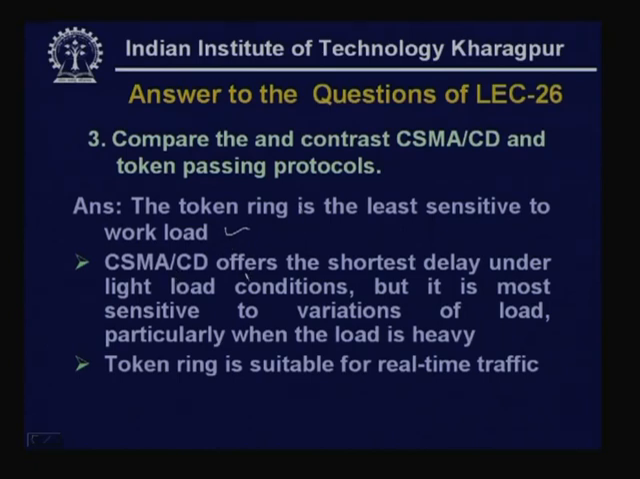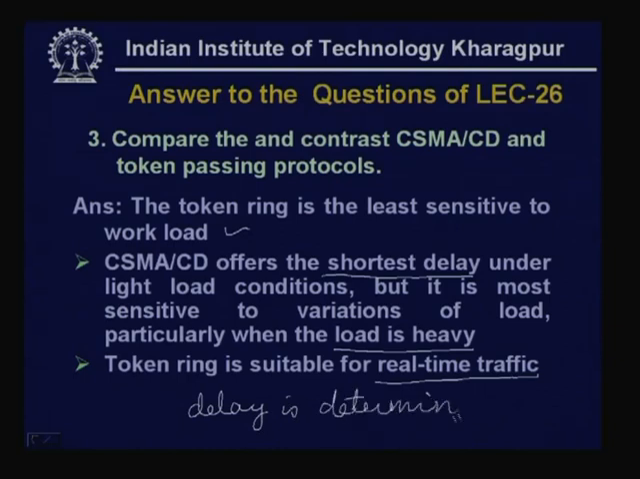On the other hand, CSMA/CD offers the shortest delay under light load conditions, but it is most sensitive to variations of load. That means, when the load increases in CSMA/CD, the delay increases significantly, particularly when the load is heavy. Another important difference is that token ring is suitable for real time traffic because the delay is deterministic. You know what the worst case time is? Deterministic. But in CSMA/CD it is not deterministic. How long it will take is not known.